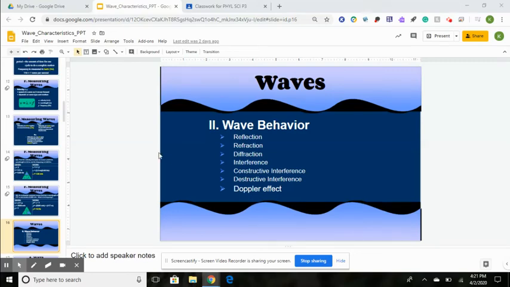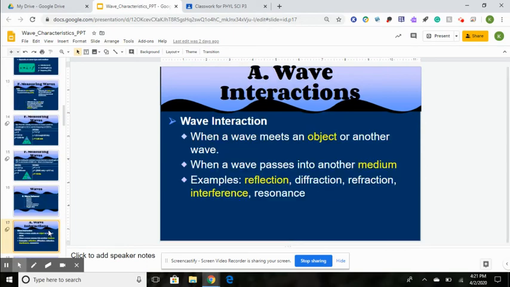So the next section discusses wave behavior. Basically, what waves do depending on what they're interacting with. Wave interaction is when a wave meets another object, and you see some kind of interaction occurring. Another example would be when a wave travels or passes into another medium, in other words, going from a solid to a liquid or a gas to a solid.